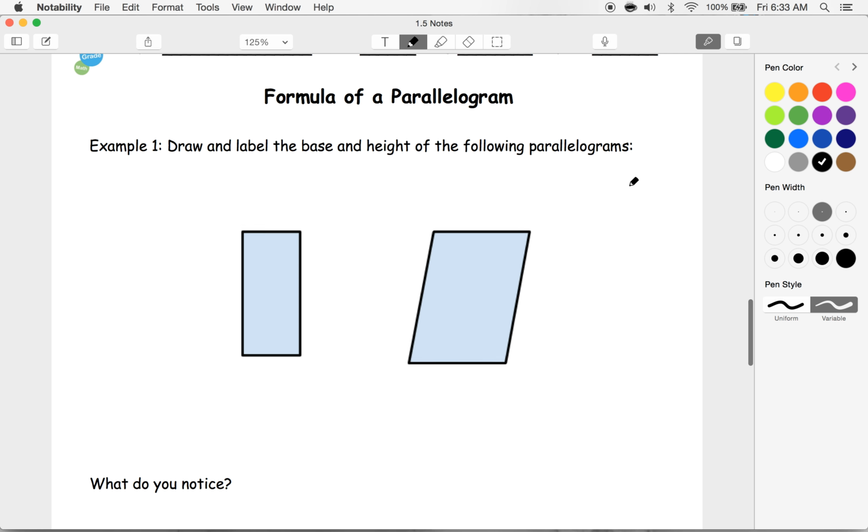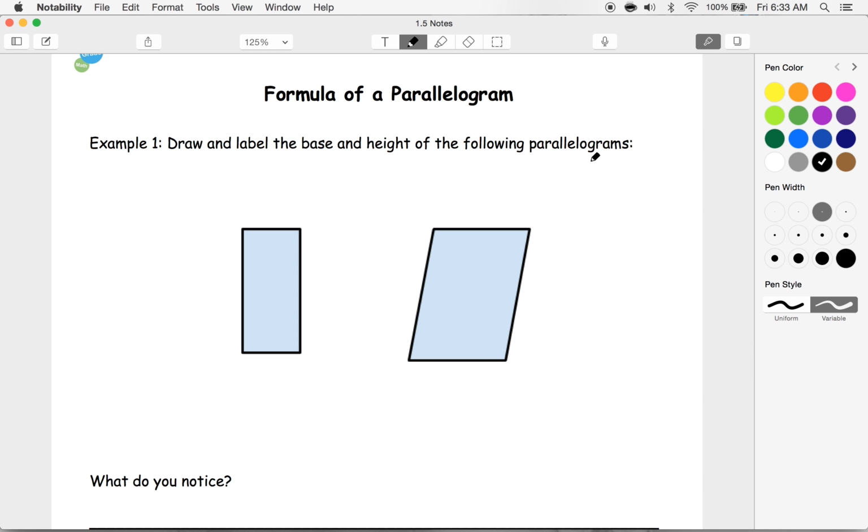Okay, formula of a parallelogram. So draw and label the base and height of the following. Here is my base. And I can see that this is my 90 degrees, so this is my height. So for my second one, this is my base. And if I look at these corners, they're not quite 90 degrees. So I have to pull a line that goes straight. Let's get rid of that line. There we go. I'm going to start here. That is going to make a 90 degree, which is my height. Then you can see those triangles that we were talking about the other day.